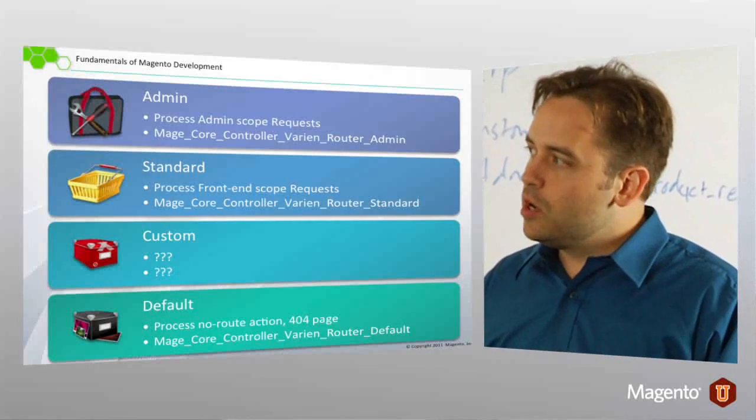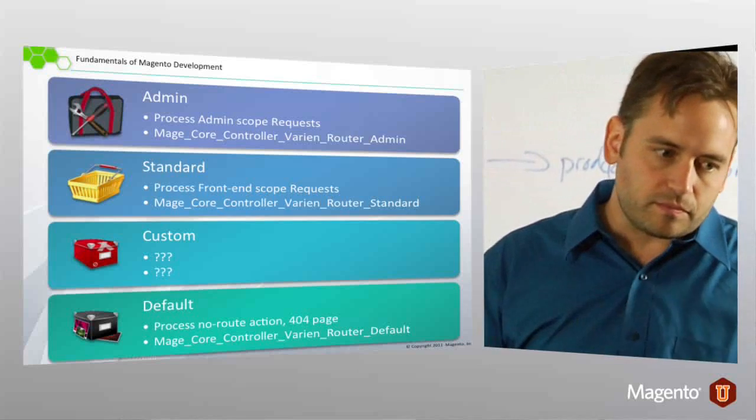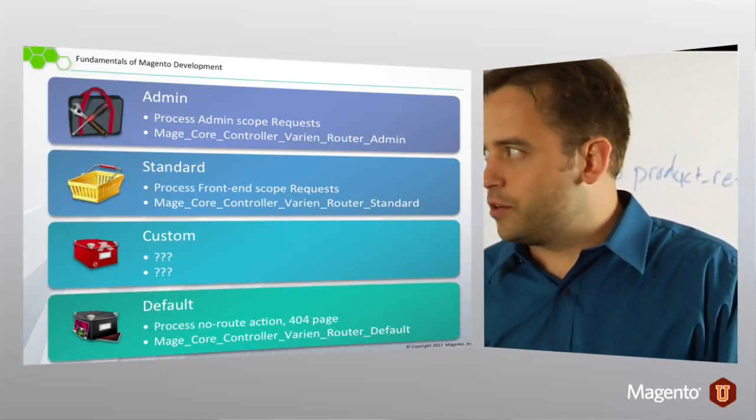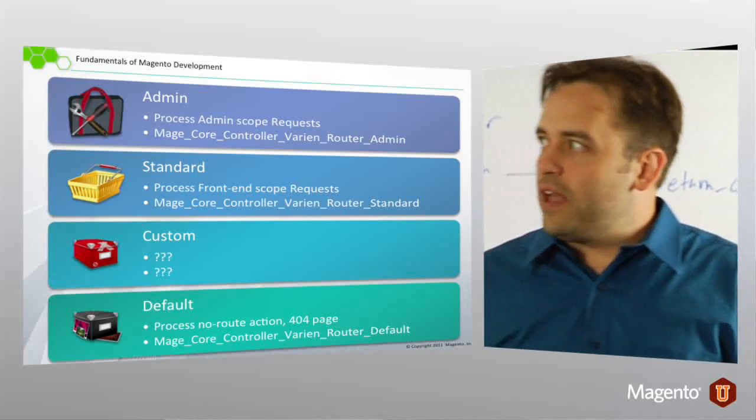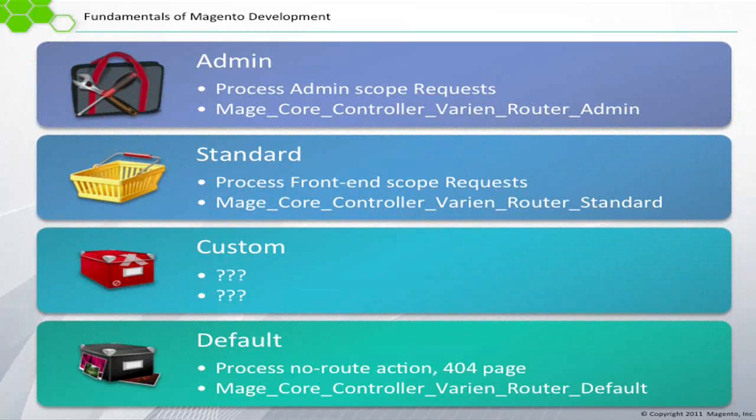So, real quickly, the routers. You have the admin router and the standard router. Admin handles admin stuff, so things that are going on in adminhtml. Standard router handles things that are going on in the front end. It's very, very rare that you would need to make a custom router.